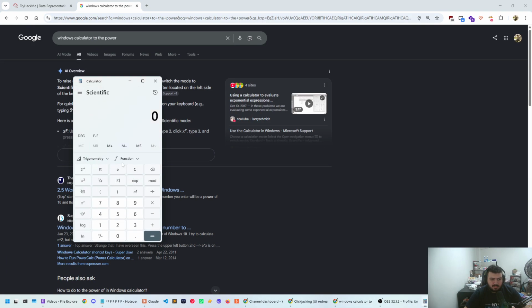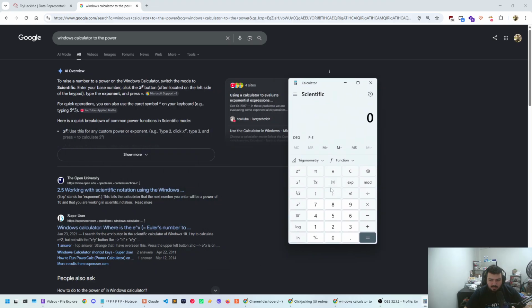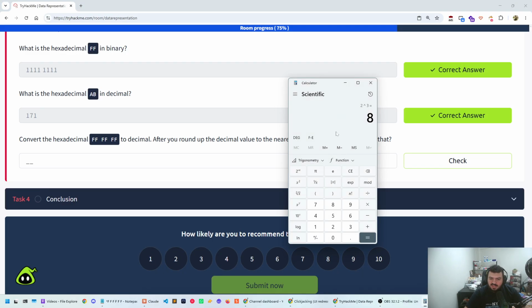Scientific. Oh, EXP, is that the exponent or do I need to do this? Type the exponent and press equal. So 2 to the power of 3, is that? Oh, XY. So let's say, for example, 1 to the power of 2 is 1. Okay, so 2 to the power of 3, 8. Okay, there we go. Thank you, Google.